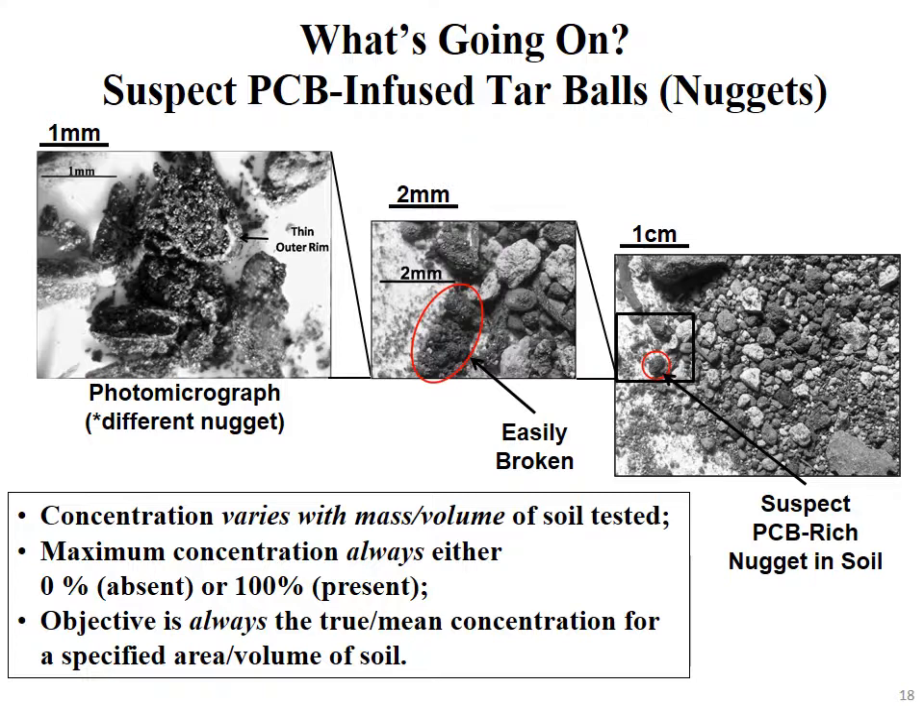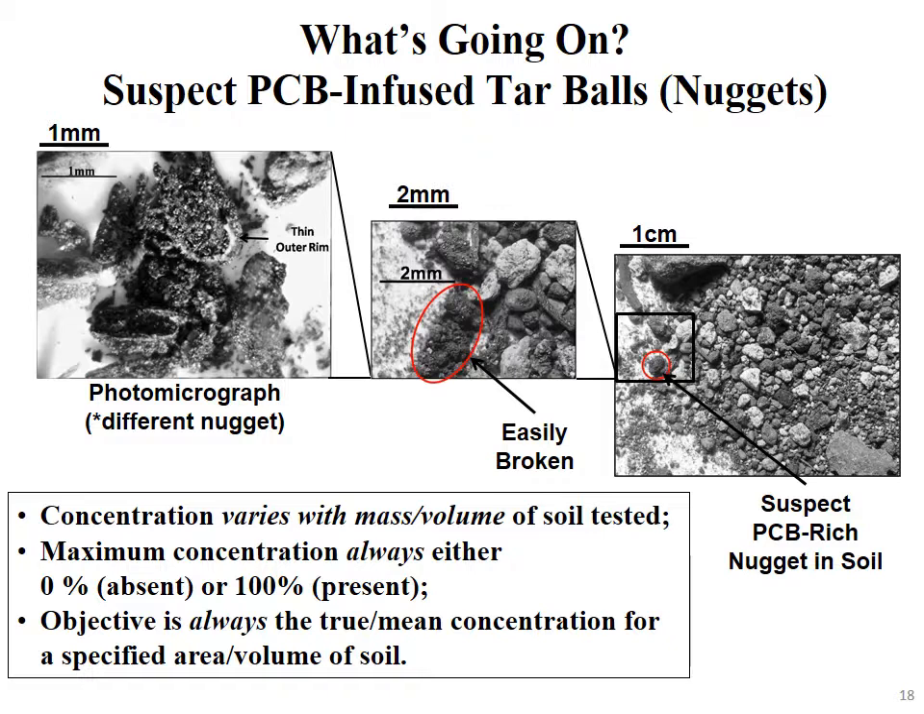A key point to remember is the concentration of a contaminant in soil varies with the mass or the volume of the soil tested. This is a key point with decision units. You have to specify the mass that you're talking about when you talk about concentration. Back to the right-hand side of this picture, if we tested this entire sample and checked it for PCBs, we might have gotten very low ppm concentration of PCBs in the sample. If we tested one of these nuggets, one of these little tar balls for PCBs, we'd probably get tens or hundreds of ppm PCBs or even thousands of ppm PCBs.